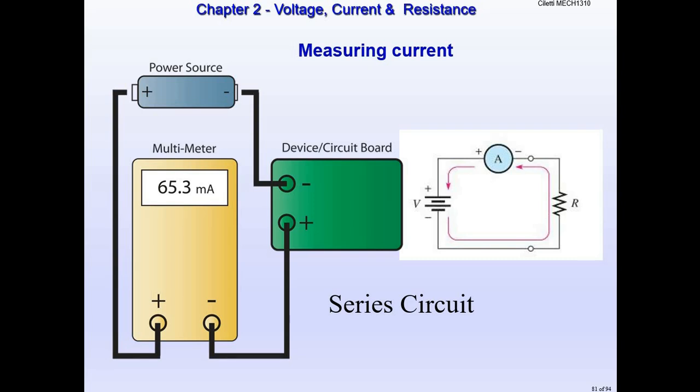To measure current, the meter must be in series. Okay, that's on your test. Okay, that's in your labs. That's on your lecture quiz, everything. To measure current, the meter has to be in series with the circuit.